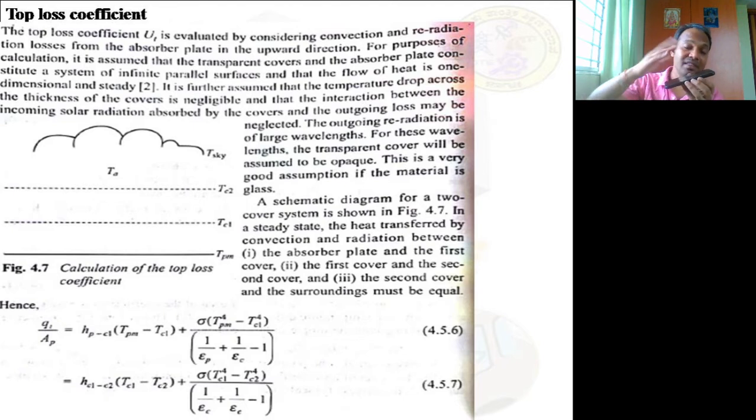In order to study this top loss coefficient, I am going to make two assumptions. One is that the absorber plate and the covering plates are infinitely parallel surfaces. Of course, it will be parallel, something like this. This is parallel to this. Maybe they are separated by a certain distance, but they are assumed to be parallel.